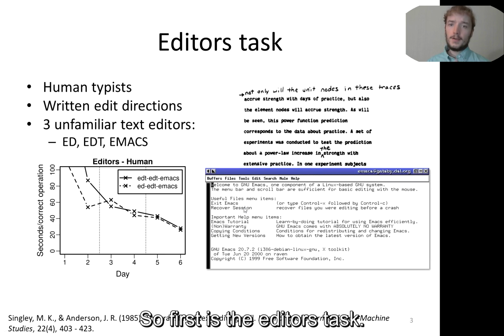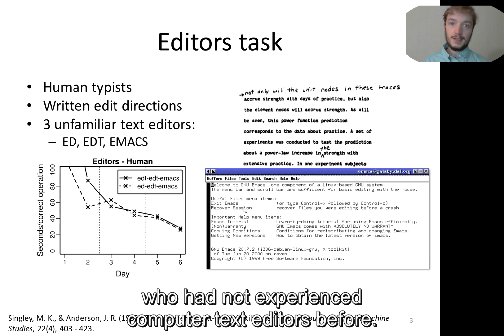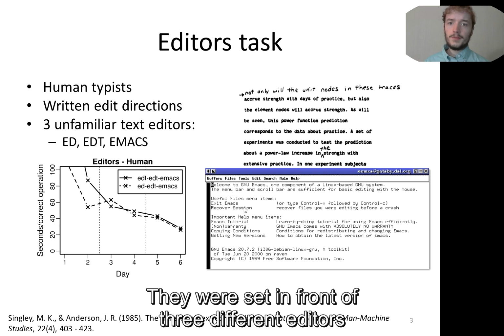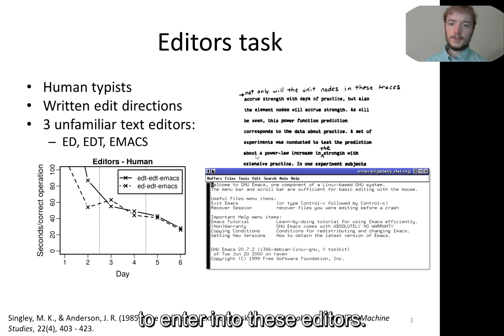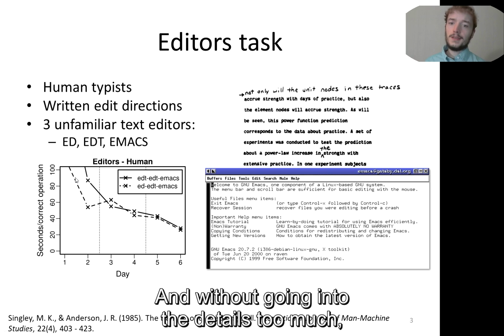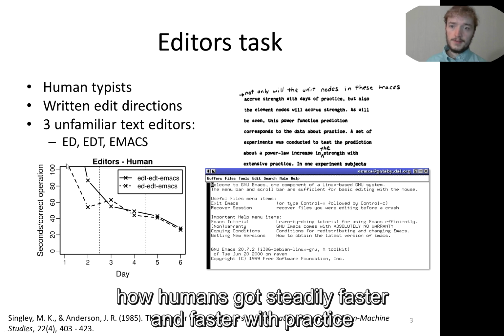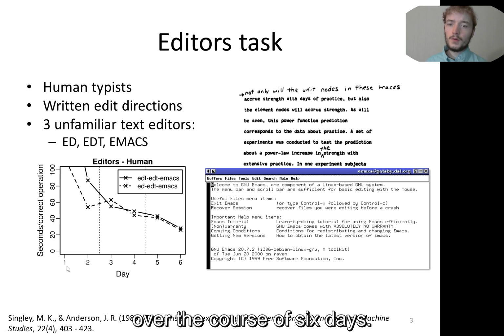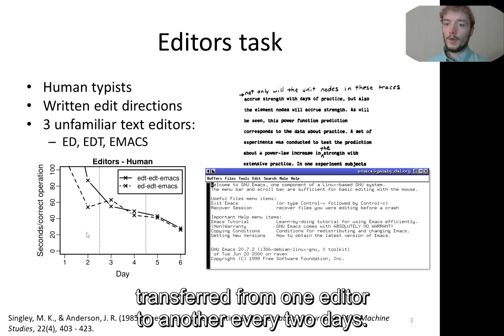So first is the editor's task. This was an experiment back in the 80s with human typists who had not experienced computer text editors before. They were set in front of three different editors and given written edit directions to enter into these editors. And without going into the details too much, you can see in this plot how humans got steadily faster and faster with practice over the course of 6 days. Now, these vertical dashed lines show where the subjects transferred from one editor to another every 2 days.